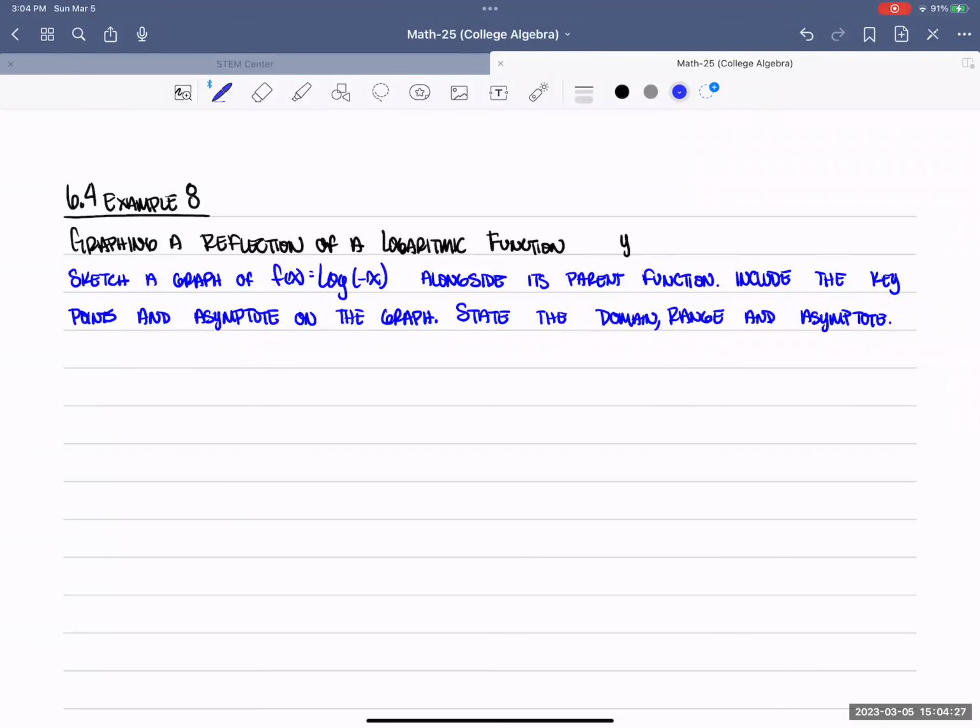Section 6.4, example 8, graphing a reflection of the logarithmic function. Sketch a graph of f of x is equal to log of negative x alongside its parent function, include the key points and asymptote on the graph. State the domain and range. Ooh, this one's going to be fun.